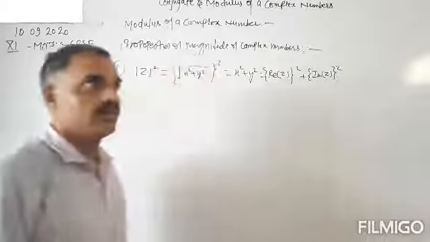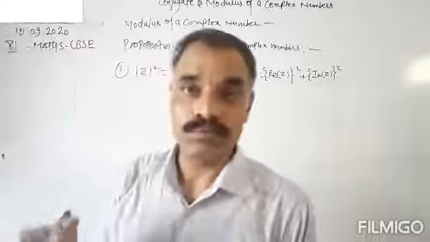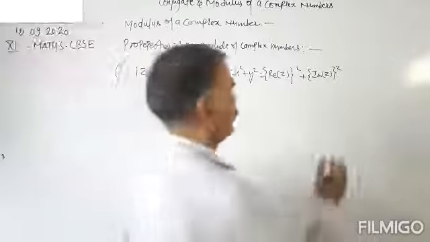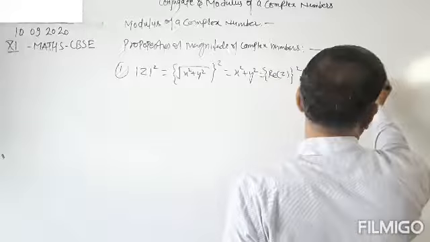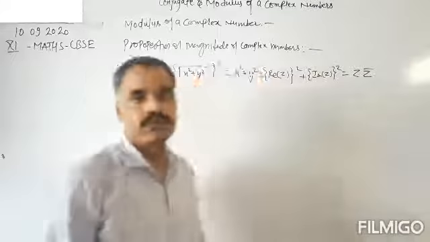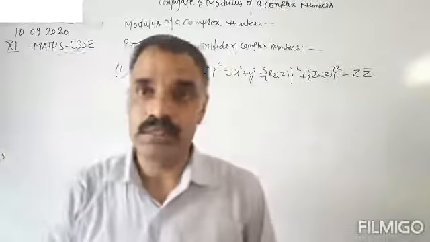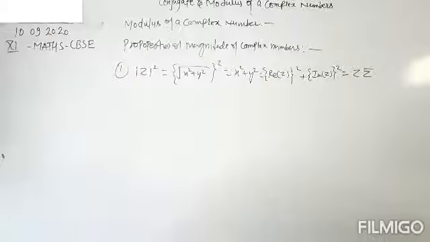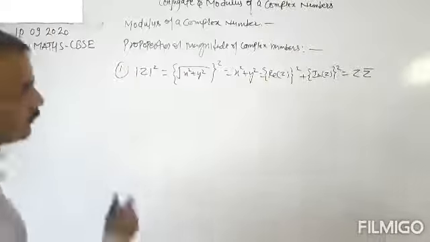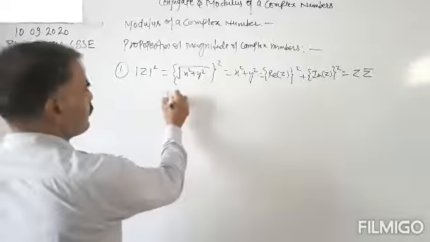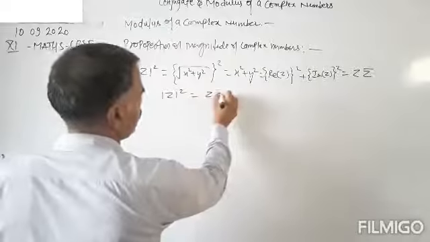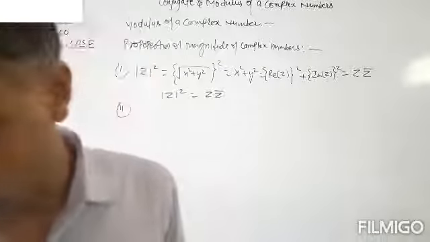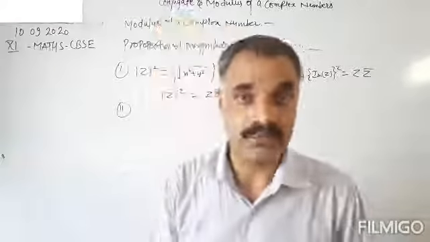But in the properties of conjugate complex numbers we have learned that this is also equal to z times z bar, that is z times z conjugate. So modulus z square equals z times z conjugate. This is the first property. Now we will discuss the second property.